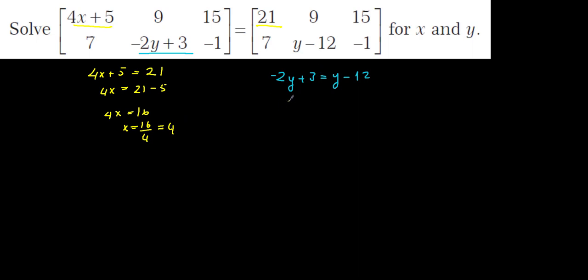On the other side, here we have minus 2y. Minus 2y minus y is equal to minus 12 minus 3. It should be unknown terms on one side and known terms on the other side, like terms we can also call. Minus 3y is equal to minus 15, and y is equal to minus 15 over minus 3, which is 5. And we found the x and y values.